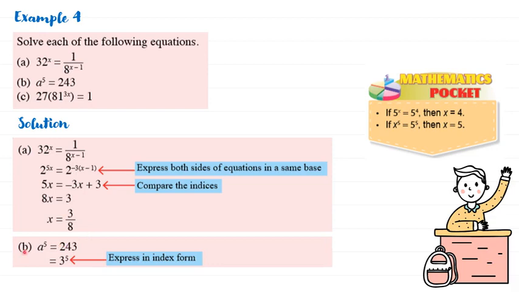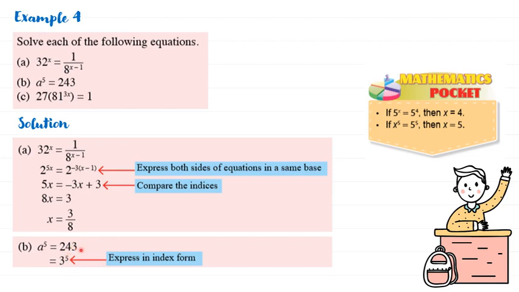For question 4b, a to the power of 5 is equal to 243. So first step, since the base is not the same, this one is the variable a and this one is the number 243.